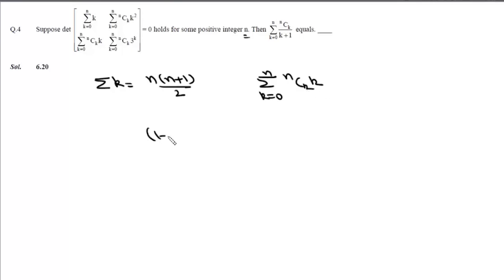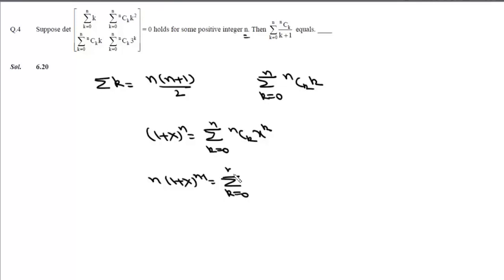Now we solve this using the summation (1 + x)^n, which is the sum of nCk x^k, where k varies from 0 to n, and if we differentiate both sides, we'll get n(1 + x)^(n-1). It'll be the summation k varies from 0 to n, k nCk x^(k-1). Now if we put x as 1, we'll get the summation of k nCk, which is n into 2^(n-1). So this summation nCk into k is n into 2^(n-1).